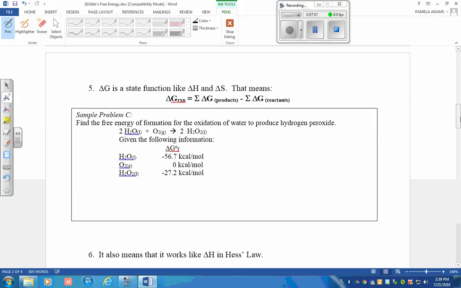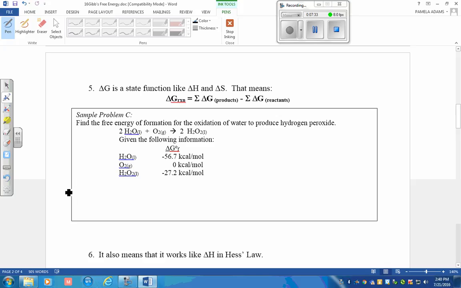Okay, so delta G is a state function like delta H and delta S. That means you can calculate delta G by taking the sum of the thermodynamic values of the products minus the sum of the thermodynamic values of the reactants. Like delta H, the delta G value for an element is 0. So we can calculate this easily.